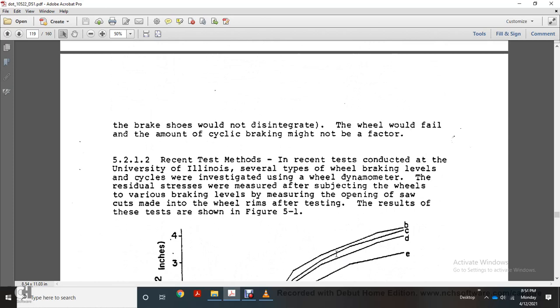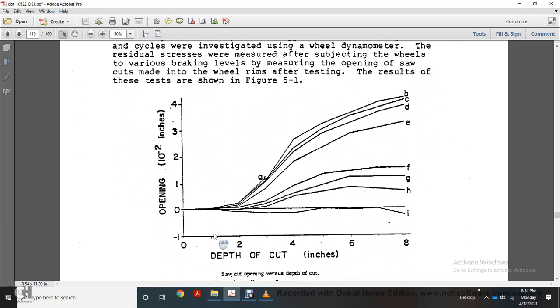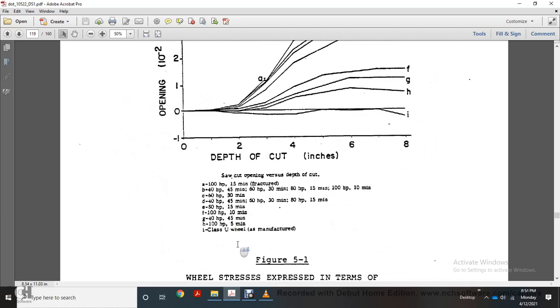5.2.1.2 Recent test method and tests conducted at the University of Illinois. Several types of wheel braking levels of the cycle were investigated using the wheel diameter. The residual stress of the wheel is measured after subjecting the wheel to various braking levels, by measuring the opening of the saw cuts made into the wheel rims after testing. The results of these tests are shown in figure 5.1. Opening in 10 inches, depth of the cut in inches.